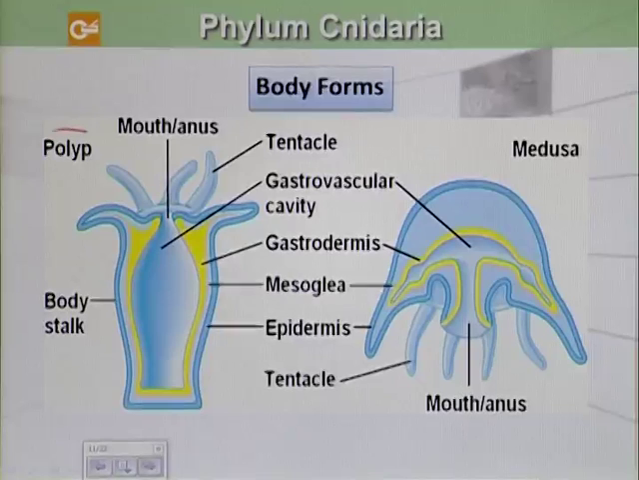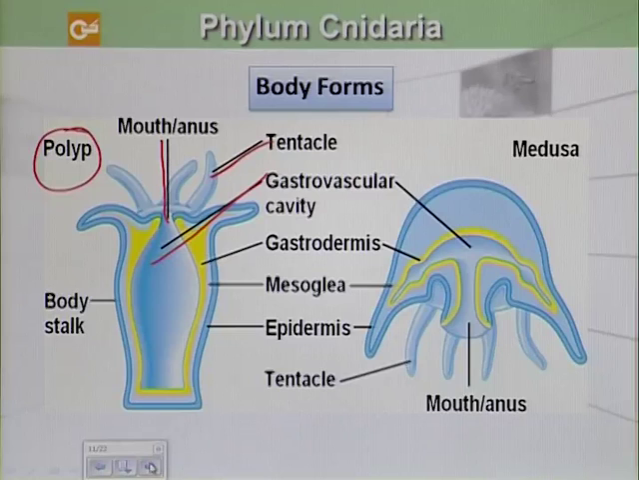This is the polyp form, and we can see here the mouth, which also acts as the anus, and then there is the tentacle, and we can see the gastrovascular cavity, and this layer is known as mesoglea, and then there is the outer layer which is known as epidermis. The structure of the medusa is the same, and we can see that it is umbrella shaped.